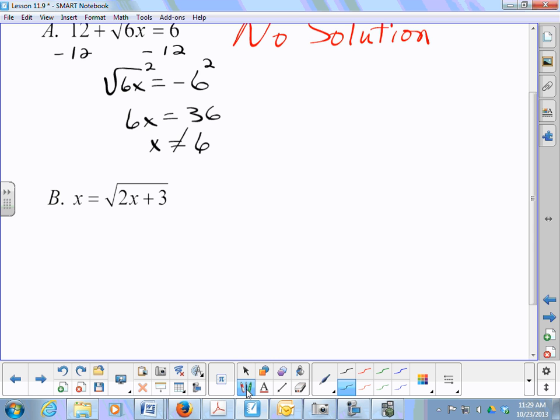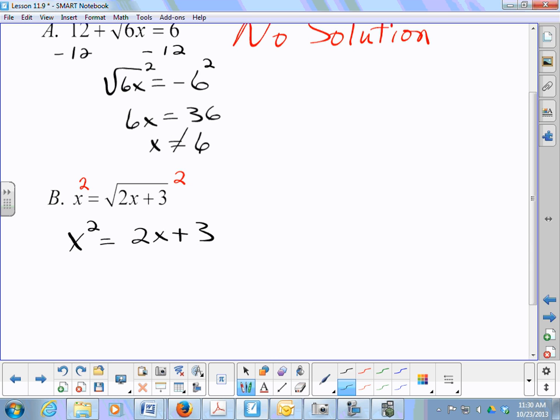So I have one radical, right? So to get rid of it, we do what? Square both sides. x squared equals 2x plus 3. Now remember all that practicing we were doing with factoring? Here's another instance where we're going to use it. This is a quadratic equation.